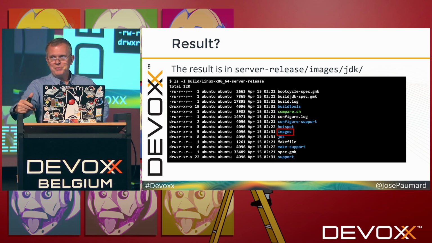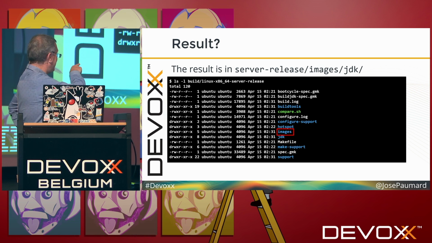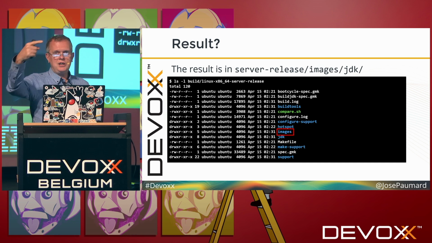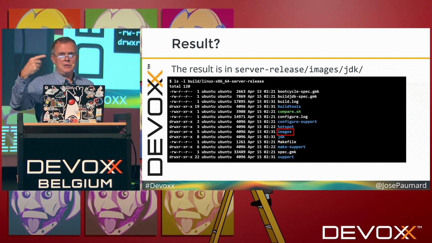And the question you ask yourself is, where is the result of this compilation? It's kind of hidden. Be careful, because you have a JDK repository there, and it's not here. So this was my first mistake when I tried to use it. It's in fact in server release. So this is the server release directory, images, and you have a JDK directory in this images subdirectory. And the result of the compilation is in that directory.